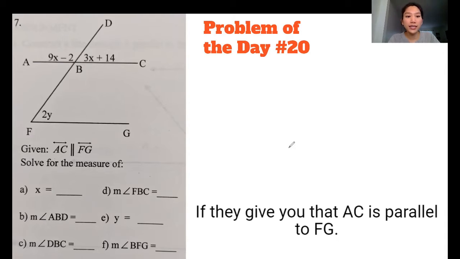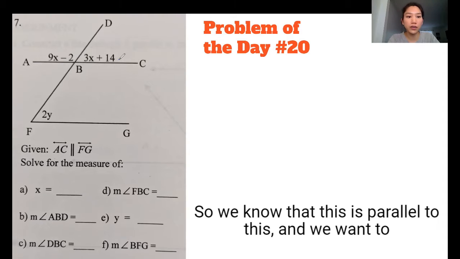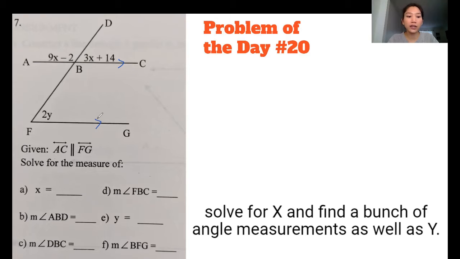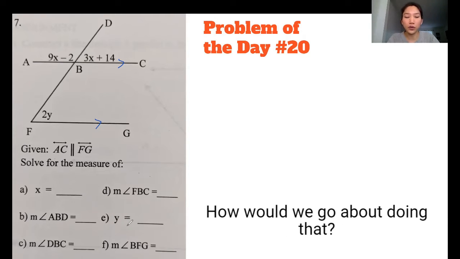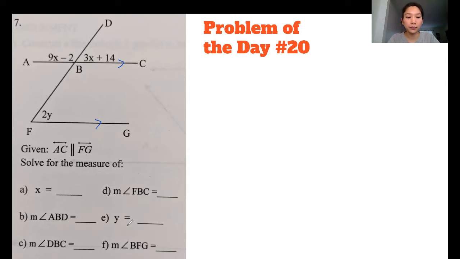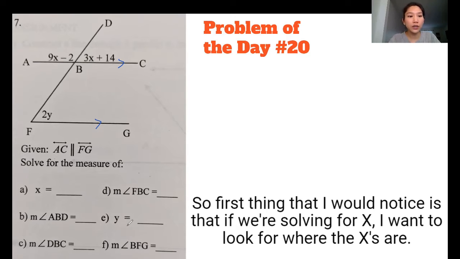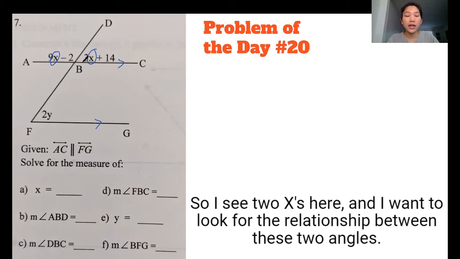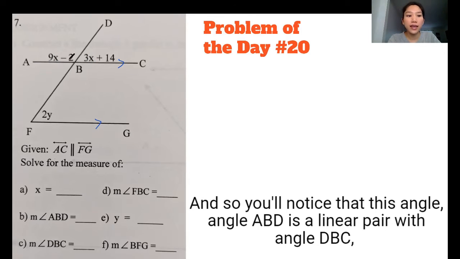If they give you that AC is parallel to FG, so we know that this is parallel to this, and we want to solve for X and find a bunch of angle measurements as well as Y, how would we go about doing that? So first thing that I would notice is that if we're solving for X, I want to look for where the X's are. Okay, so I see two X's here, and I want to look for the relationship between these two angles.